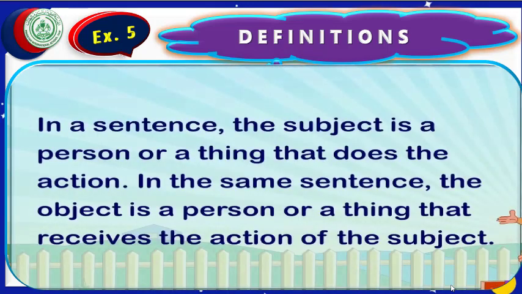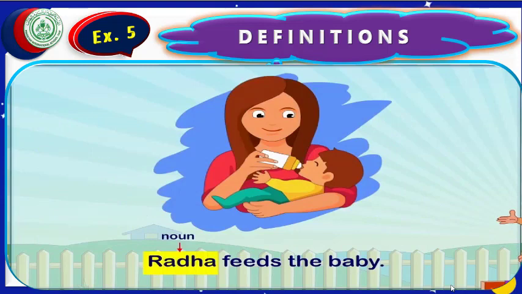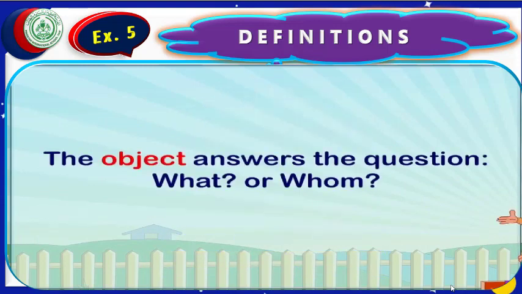In a sentence, the subject is a person or a thing that does the action. In the same sentence, the object is a person or a thing that receives the action of the subject. For example, Radha feeds the baby. The object answers the question, what or whom.